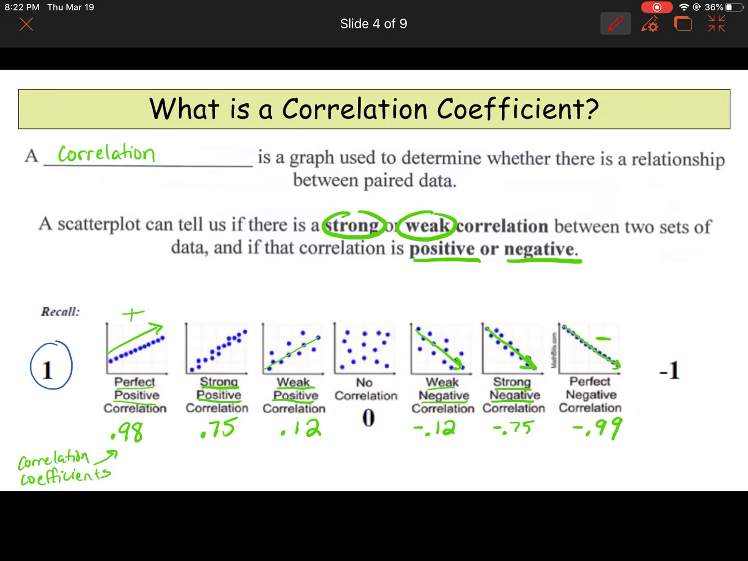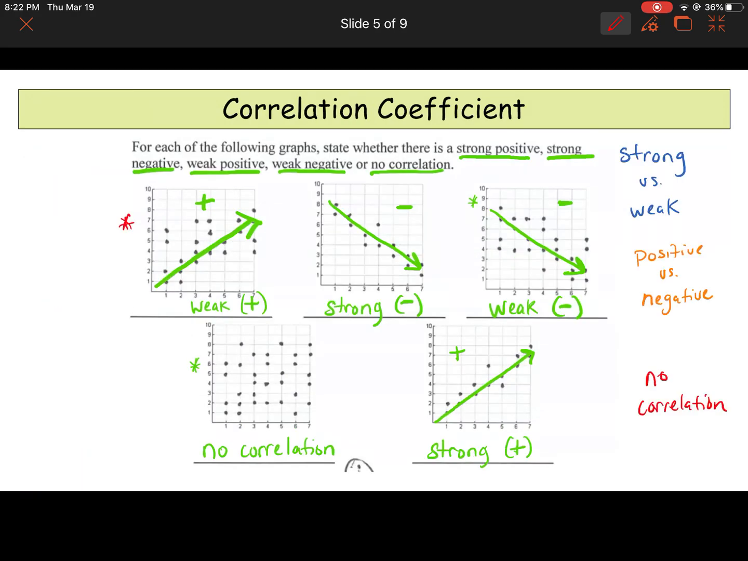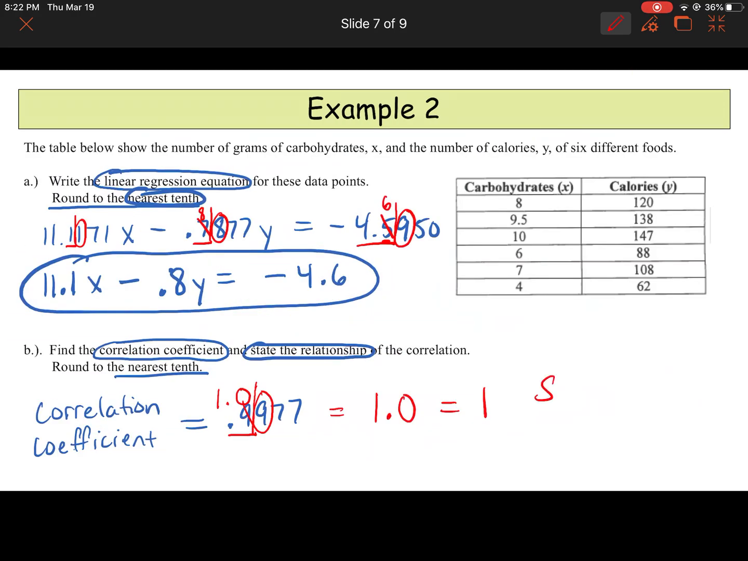And if we go back to our chart here, okay, 1 is a perfect positive correlation, or strong positive correlation. So I'm going to write strong positive correlation.